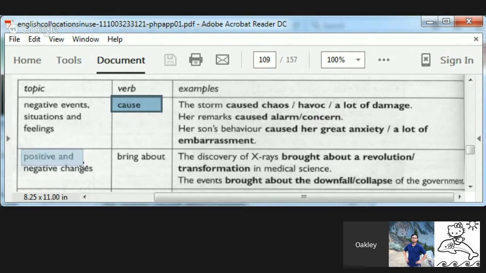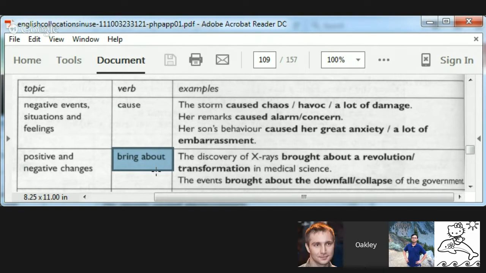Okay, changes, both positive and negative. The phrasal verb, this is a phrasal verb, a verb and a preposition. Hogan, can you read examples of bring about? Positive and negative changes bring about. The discovery of X-rays brought about a revolution, transformation in medical science. The events brought about the downfall, collapse of the government.